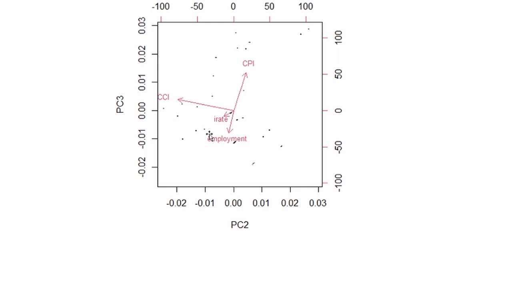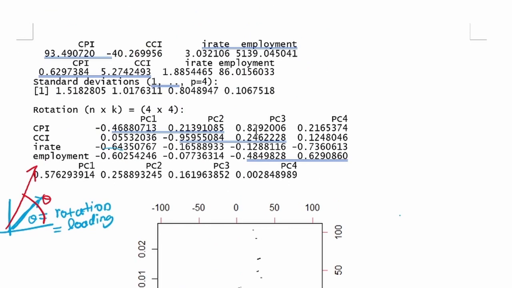And let's see if we can deduce the signs here without looking at the above table. The fact that CCI is pointing to the left means that as you increase CCI, you decrease PC2. The fact that CPI increases as PC3 increases means that the sign of CPI is going to be positive on the third principal component. Let's go back and check. From the third principal component, you can see that CPI has a positive sign of 0.83, and that agrees with the graph.